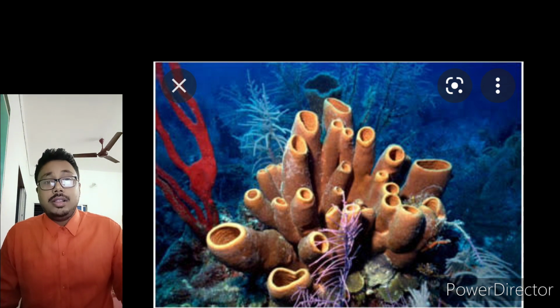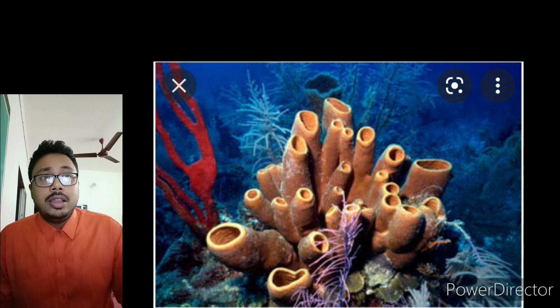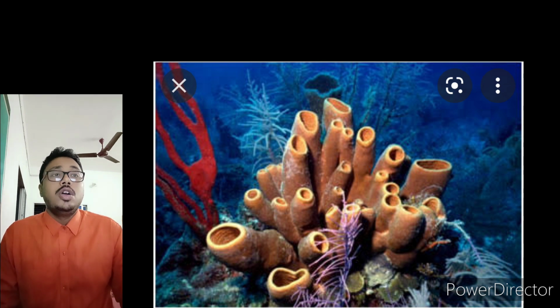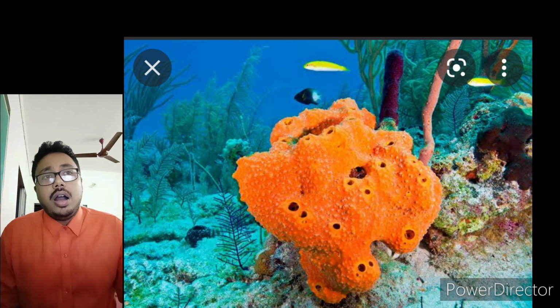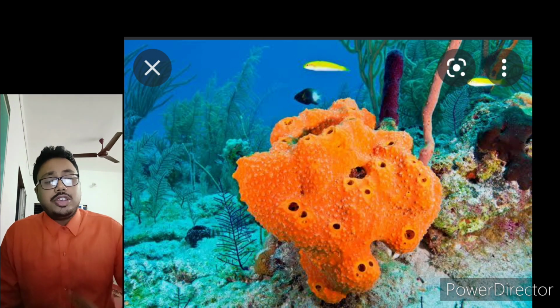Now, colonial. Some are colonial. That means those organisms that remain in a group. Some Poriferas remain in a group, and that's why it is known as colonial. And some are sedentary. Sedentary means they do not move. They remain in one place. Now, these organisms are mostly marine, but some remain in fresh water also.